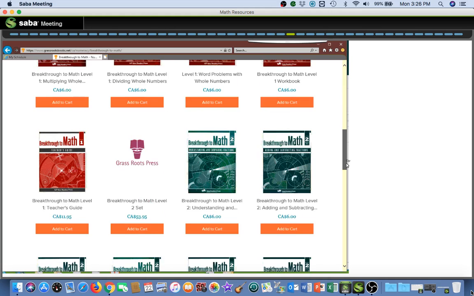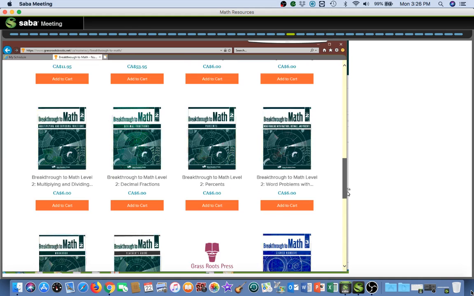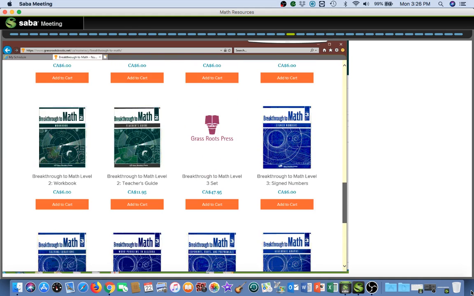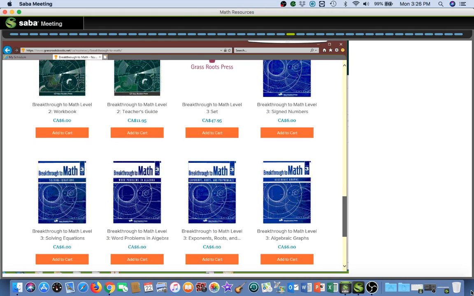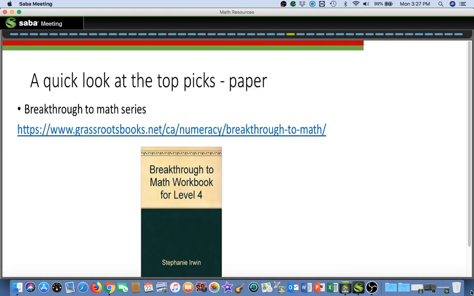Here's where it is now online, which is wonderful to know, where you're going to be able to order this particular resource. Number of different types of math, different levels. Good old Grassroots Press has been around for a long time, and this was the most popular paper product. Next slide, please.